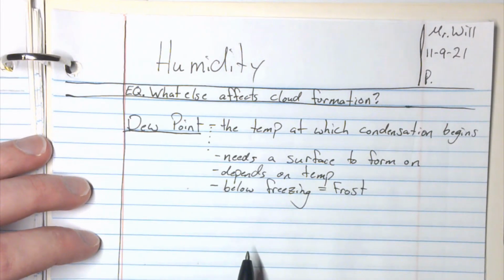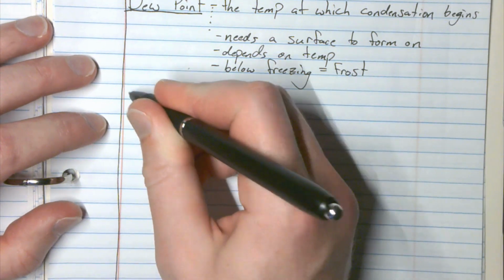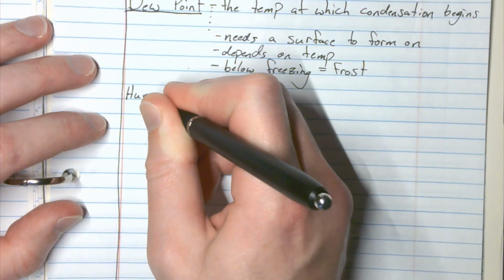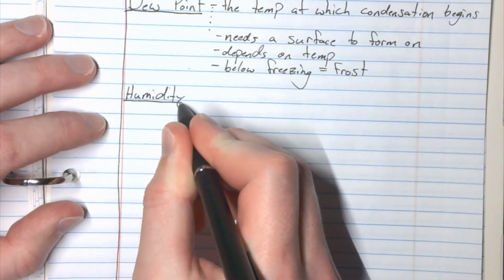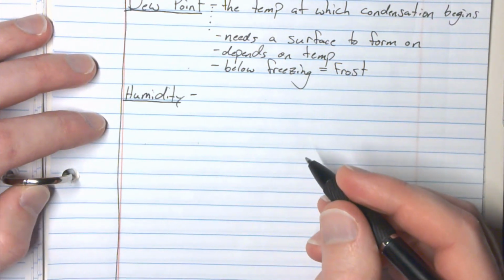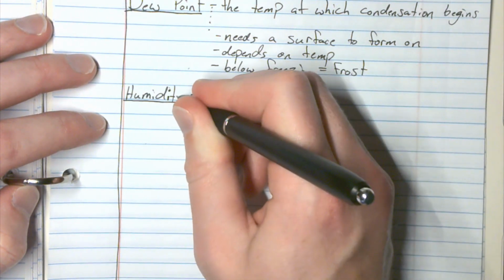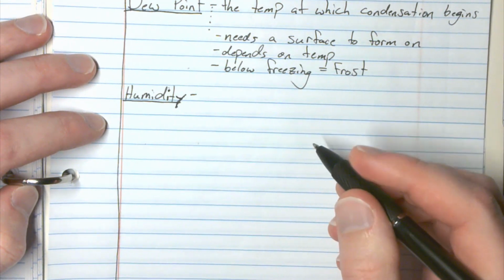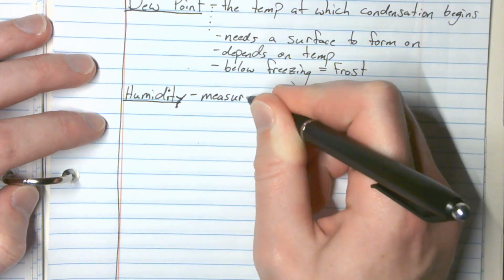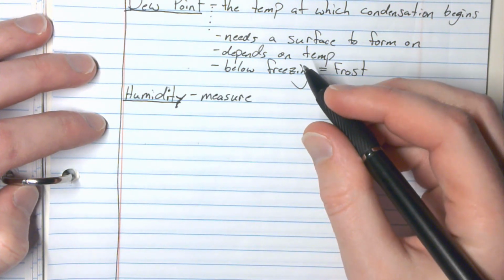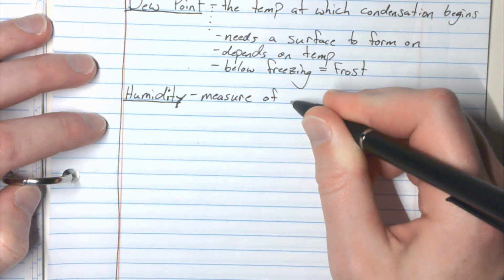So that's dew point. The next thing we need to talk about is humidity. And I'm sure you've heard, oh, it's really humid out. Or it's so humid out you can feel the air. So the humidity, it's the measure of how much water there is in the air. Measure of water vapor.